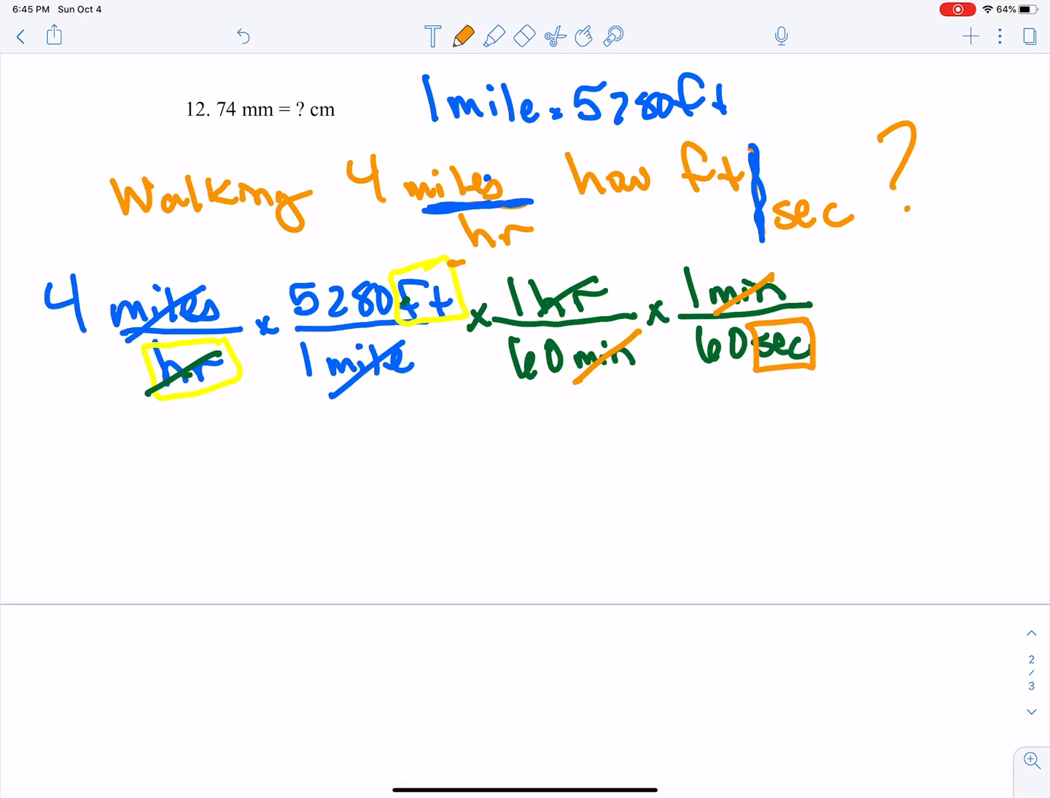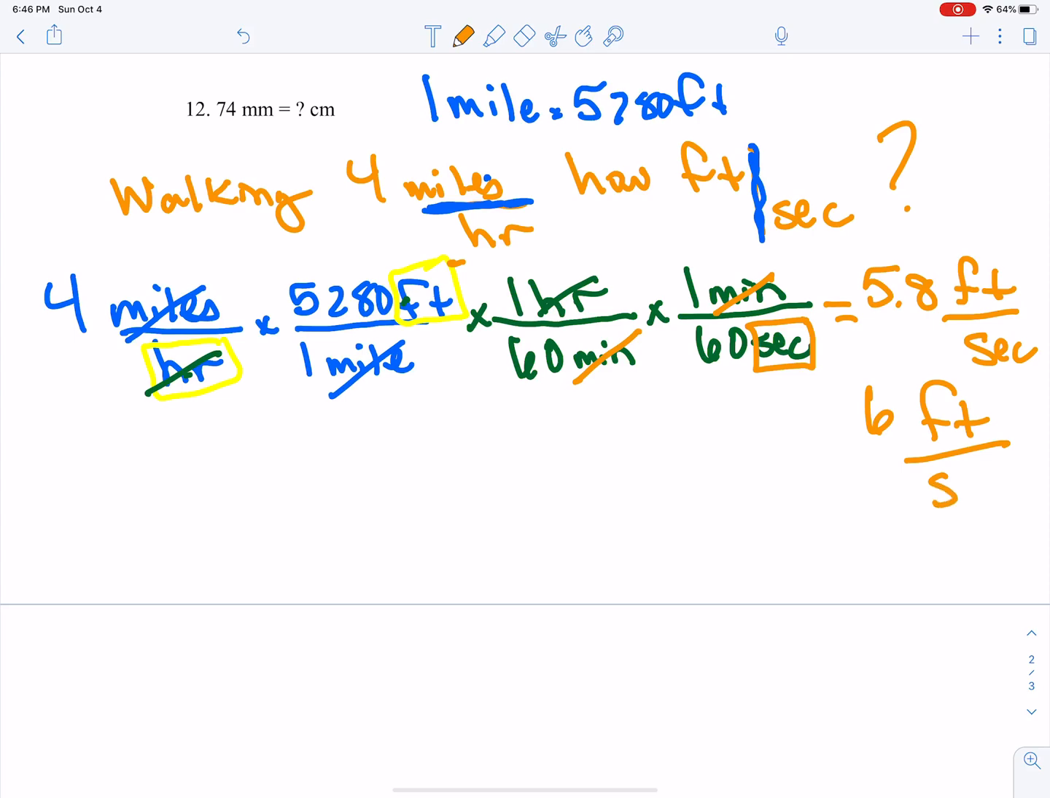Now let's just do the math, which is pretty simple. You're going to take 4 times 5,280. Anything in the denominator you divide by, so you're going to divide by 60, and then divide by 60 again. So what is my answer? 1 sig fig is 4, so my calculator answer is 5.8 feet per second, but I only need 1 sig fig, so I'm going to round it up to 6 feet per second, and that's the answer.